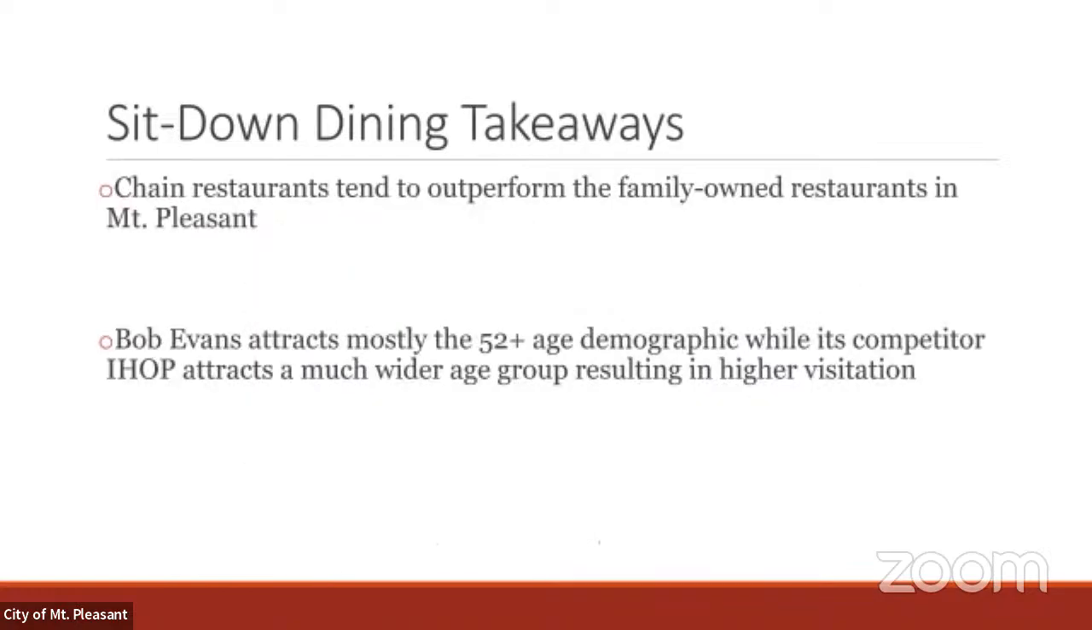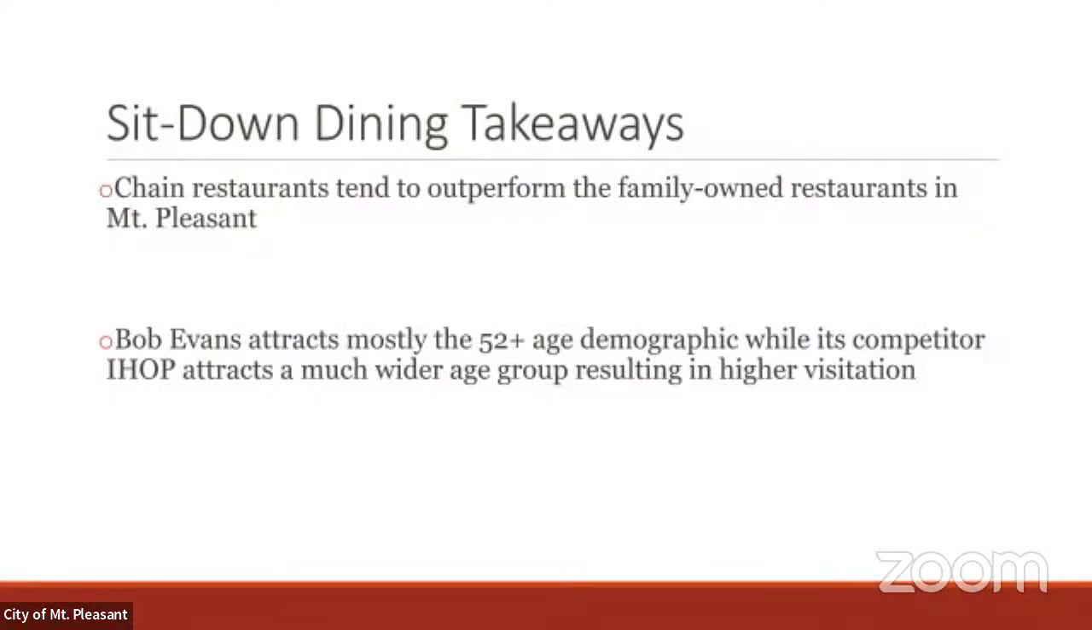So looking at this data, we noticed that the chain restaurants tended to outperform the family-owned restaurants in Mount Pleasant. And another thing that we saw that was kind of interesting was that Bob Evans tended to attract a much higher age demographic of 52 plus than its competitor of IHOP, which I do not exactly know why that is. They're relatively close to each other and serve similar meals, but due to this, IHOP ended up higher up on the rankings. We also tended to notice that places like Applebee's and Buffalo Wild Wings are more kind of college catered businesses, and they tended to do better as well.